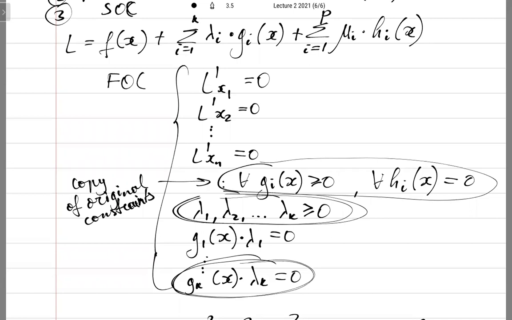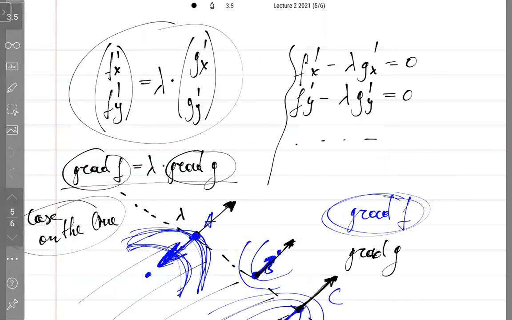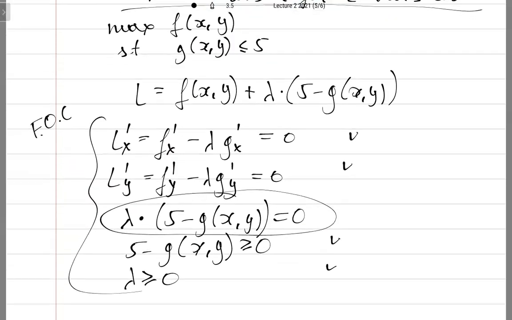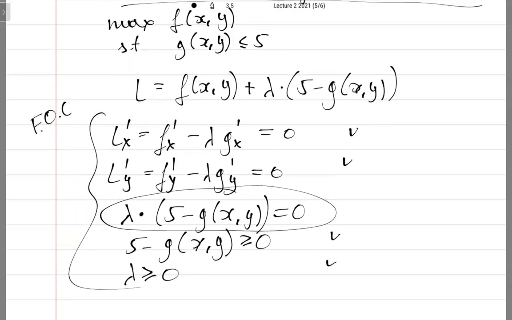Can I ask you for a second to show the first order condition for the two variable case? Two variable case. Yeah.